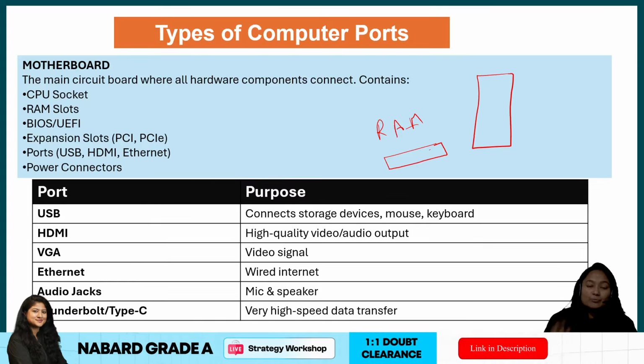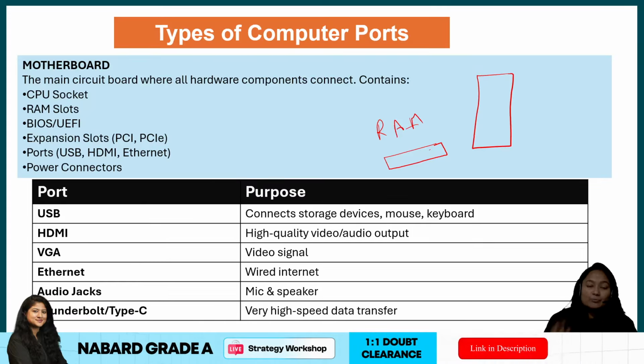Then we have BIOS or UEFI. So BIOS I have already explained to you, and UEFI is the upgraded version of BIOS, that is basically to boot your computer or to start your computer. In the previous class I explained the basic input output system to you.